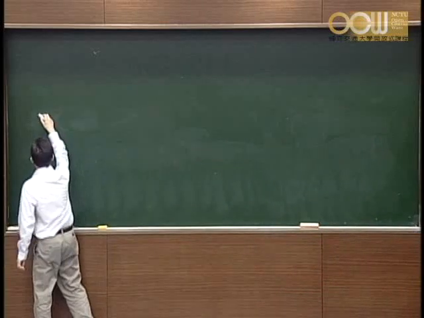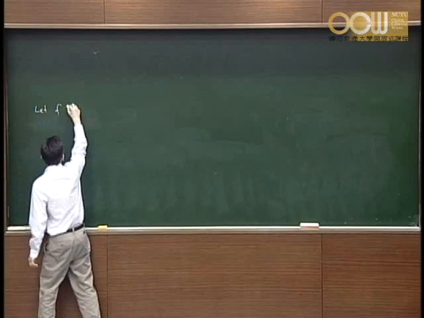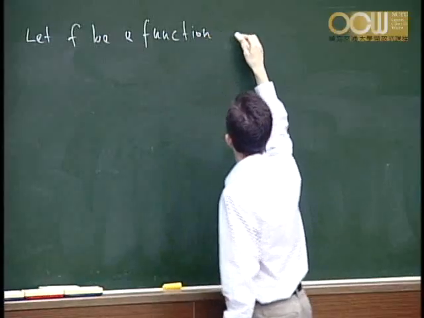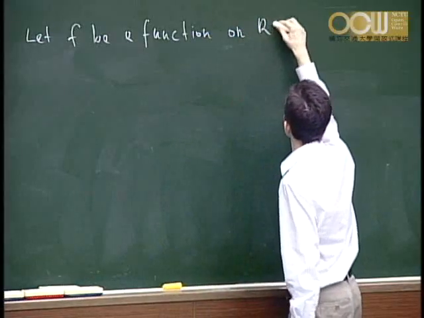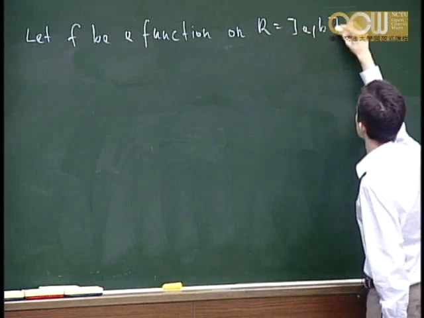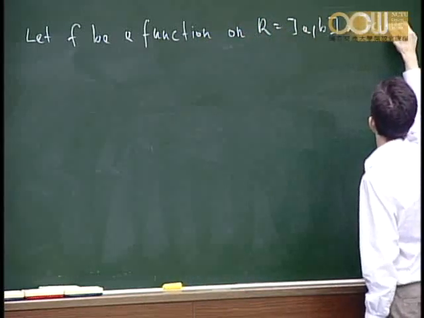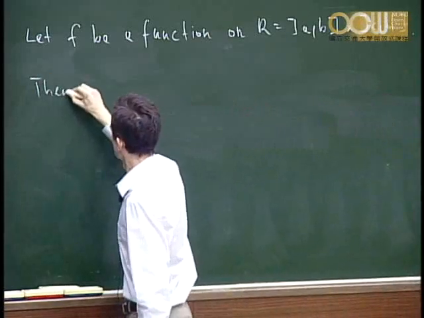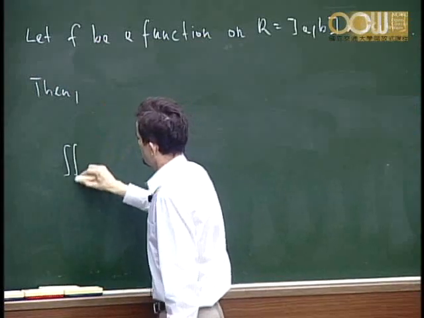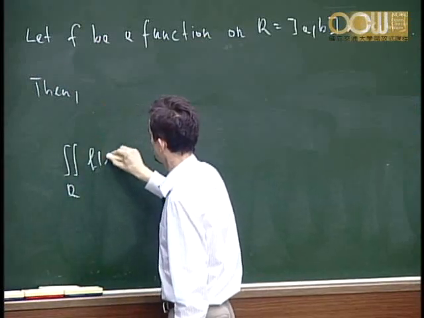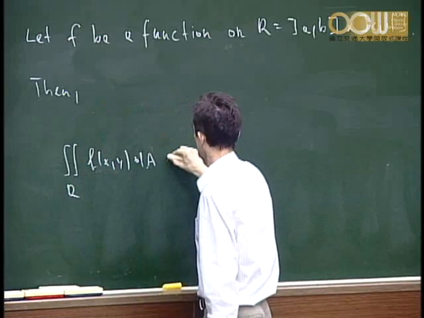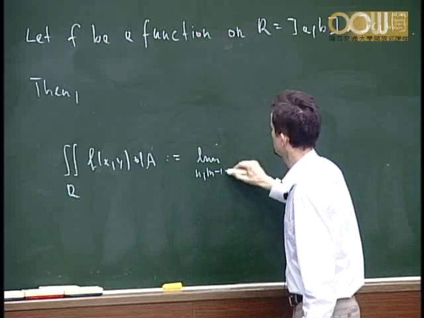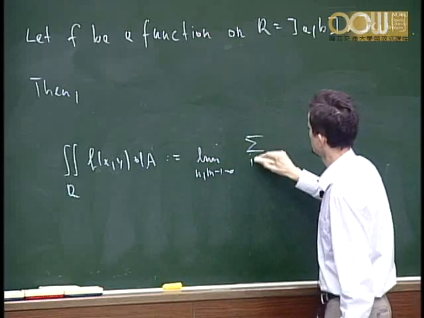So let f be a function on a rectangle, then the double integral, I just repeat this once more, is the limit as n, m tends to infinity of the sum.